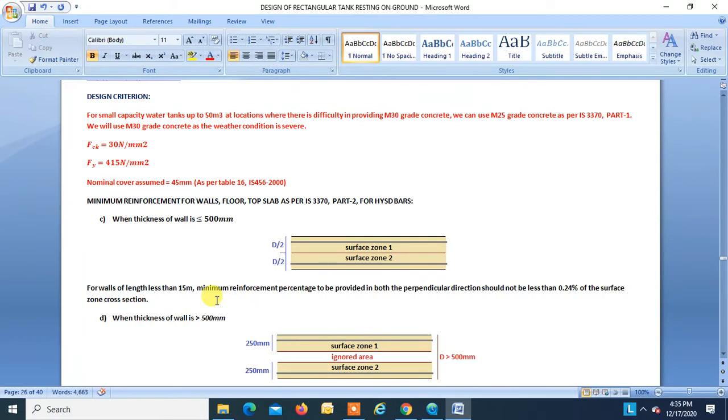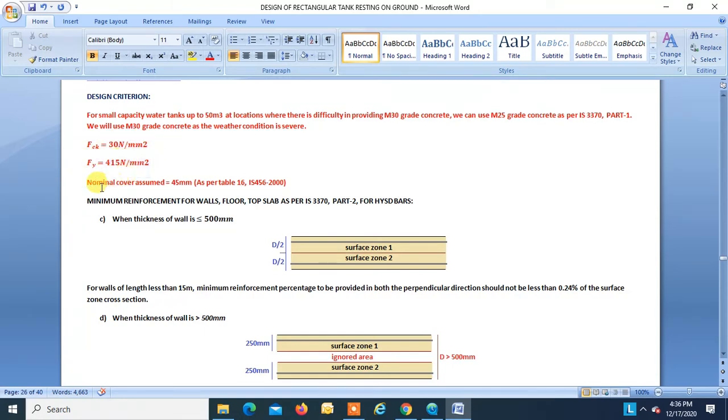Now we will start with the design criteria. For a small cantilever wall tank up to 50 meter cube at locations where there is difficulty in providing M30 grade concrete, we can use M25 grade of concrete as per IS 3370 part 1. But the volume of our tank is 120 meter cube, that is 6 meter length, 5 meter width, and 4 meter height. That turns out to be 120 meter cube, which is greater than 50 meter cube. So we will have to use minimum M30 grade concrete.